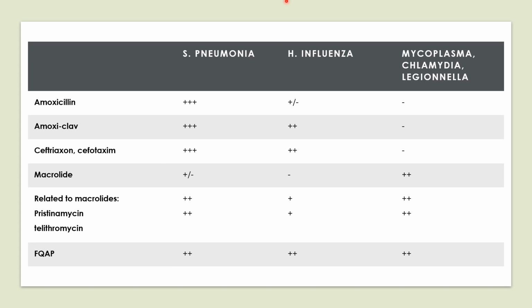on that germ. For Haemophilus influenzae, the amoxicillin is not effective because this pathogen is secreting beta-lactamase. So the amoxiclav is effective, ceftriaxone also, and the antipneumococcal fluoroquinolones work. For atypical germs like Mycoplasma, Chlamydia, and Legionella, the most effective antibiotics are macrolides, related to macrolides, and antipneumococcal fluoroquinolones. And the amoxicillin, amoxiclav, and ceftriaxone don't work. They don't work at all.